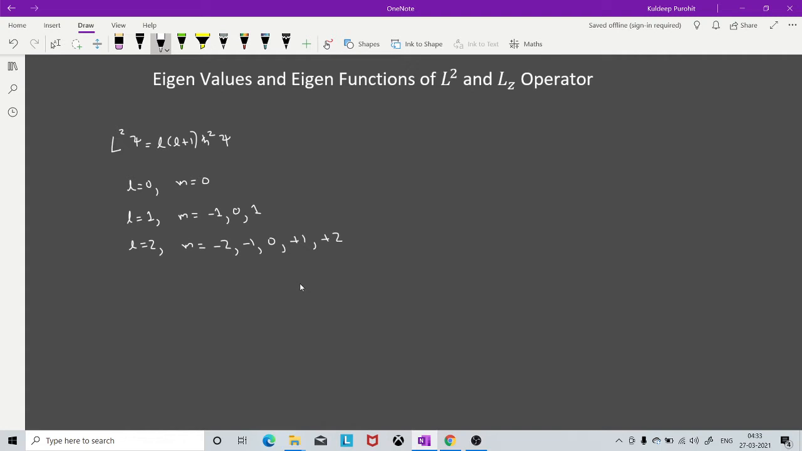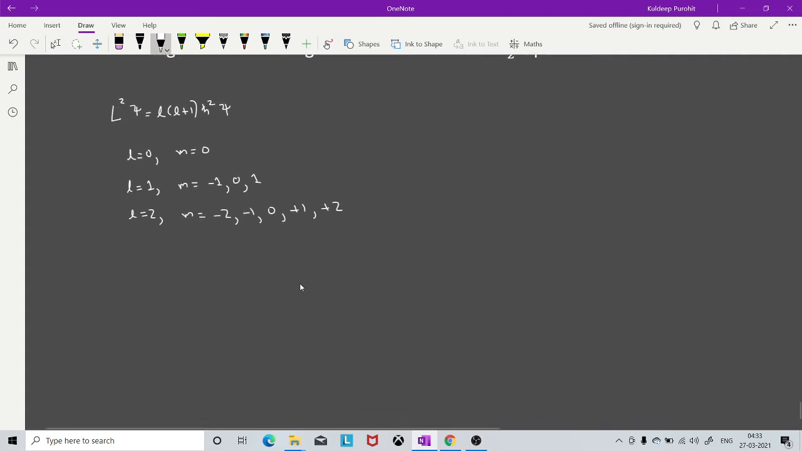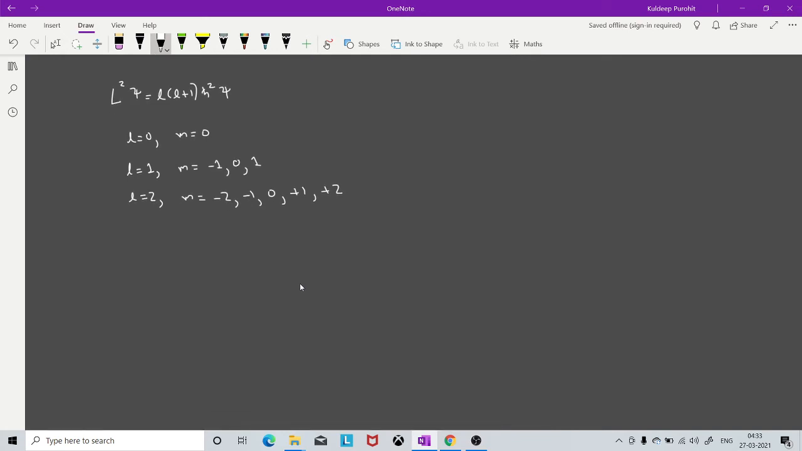So these are the eigenvalues of L square operator which we have found. Now let me also calculate the eigenvalues of Lz operator, and then we will go to the eigenfunctions. We have only calculated the eigenvalues up till now. The portion for eigenfunctions is still remaining, and we will do this.